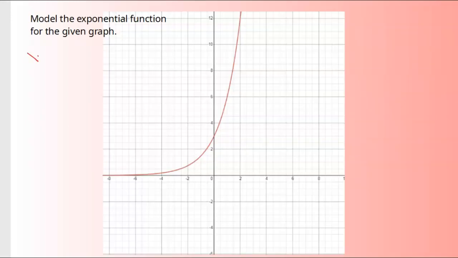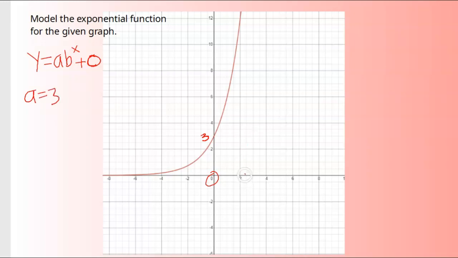We will still use the model y equals a times b to the power x. Here we realize that it's asymptotic, approaching 0. Sometimes we have a c over here, but in this situation c is 0, so we don't need to worry about that. At 0, one number is here. This number is 3. So here we could see the initial value, and we see our a to be 3.